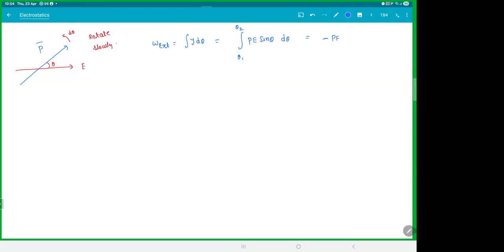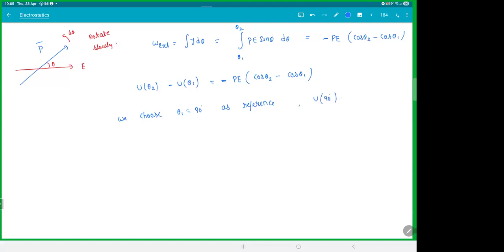This goes to minus PE (cos theta 2 minus cos theta 1). This will be your change in potential energy because there's no change in kinetic energy. So U theta 2 minus U theta 1. And we know whenever you define potential energy, we always need a reference. So we choose theta 1 equal to 90 as reference. That means when U at 90 degrees is 0, you end up with U of theta is minus PE cos theta.